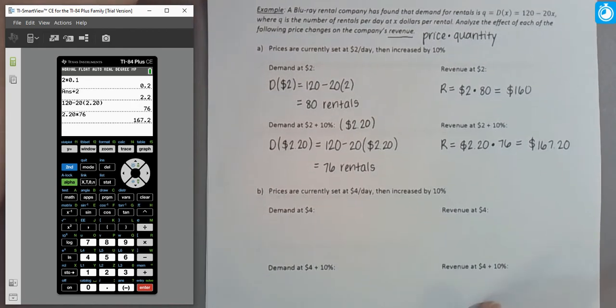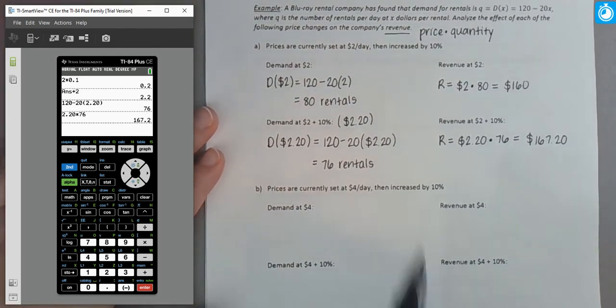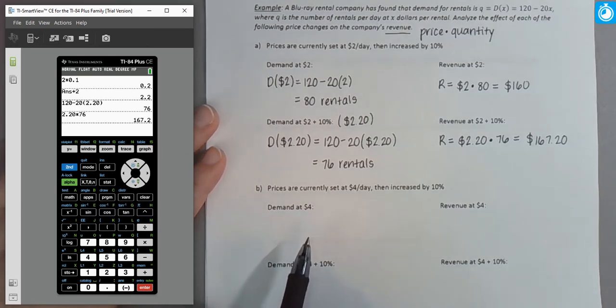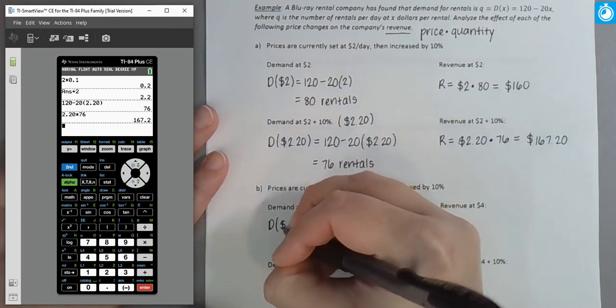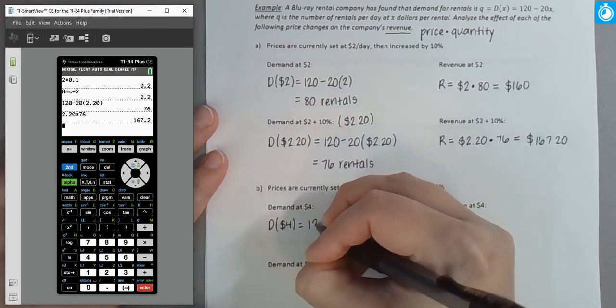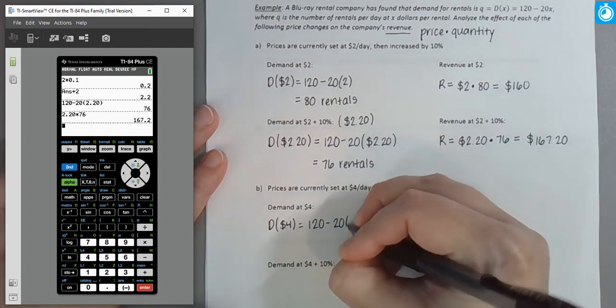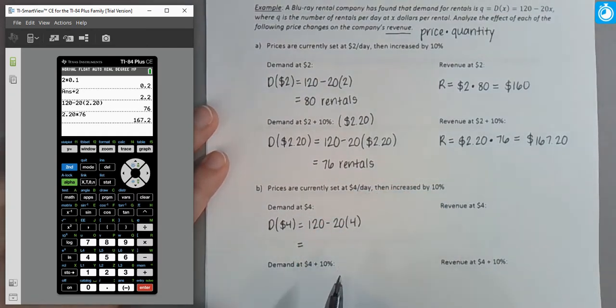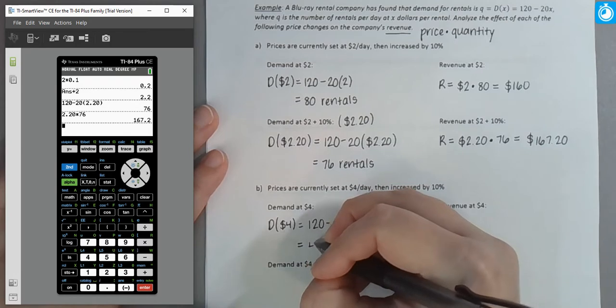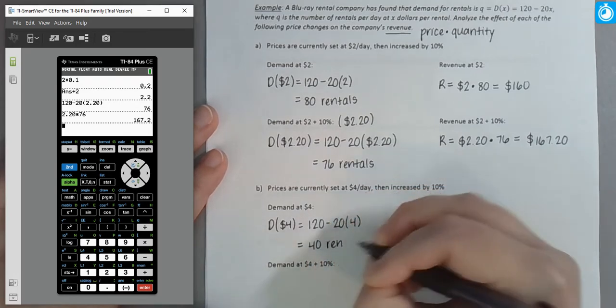So same setup, but suppose we're setting prices at $4 per day for rentals. And then what happens if we increase from 10% starting at a level of $4? Well, number one, what is the demand at $4? In other words, how many rentals should we expect if we're charging $4 for each of those rentals? So the demand at a price of $4 is going to be 120 minus 20 times 4. Well, 20 times 4, that's going to be 80. So 120 minus 80 is going to be 40. So 40 rentals.